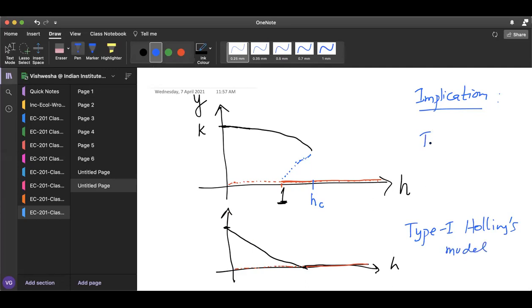This is type 2. Here the population density decays gradually with the harvesting rate. Whereas in this case, if the harvesting rate increases, in the initial stages the population will decay slowly and gradually, but there is a threshold value of harvesting at which what happens? The population will suddenly collapse. Does it make sense?